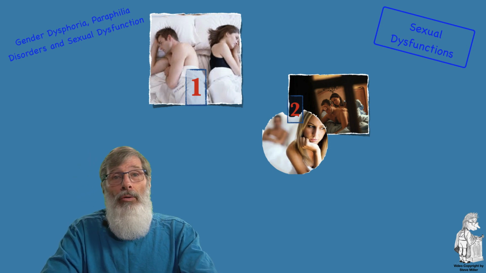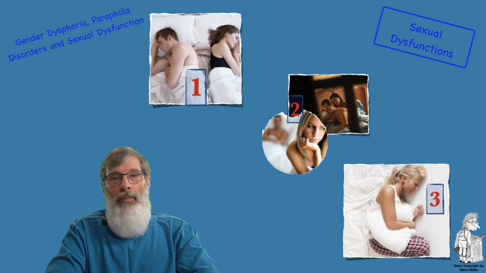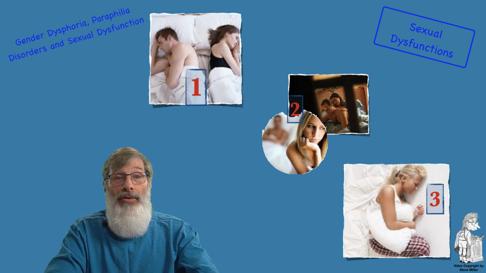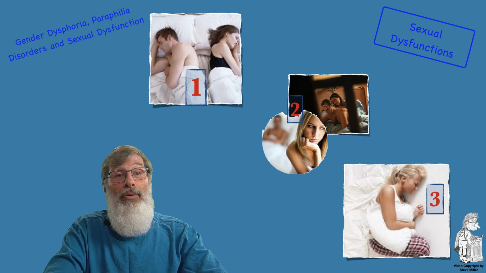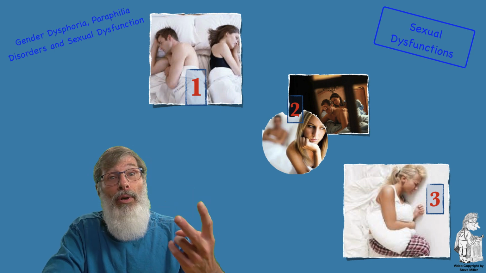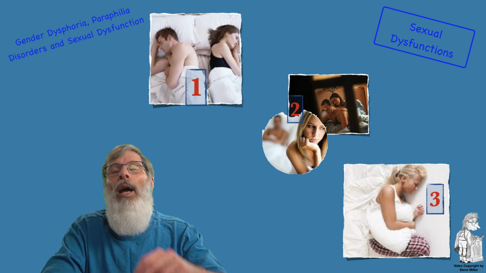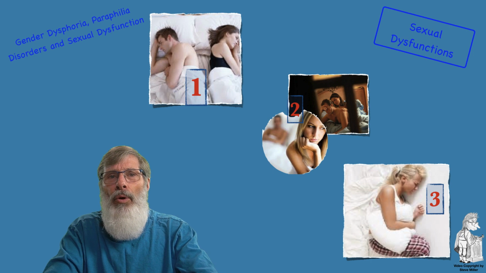We will jump into sexual dysfunction. Sexual dysfunctions involve problems with sexual interest, arousal, or response and can be grouped into the following categories. The first, disorders involving problems with sexual interest and arousal. The second group, disorders involving problems with orgasmic response. And then the third group, involving pain during sexual intercourse or penetration.